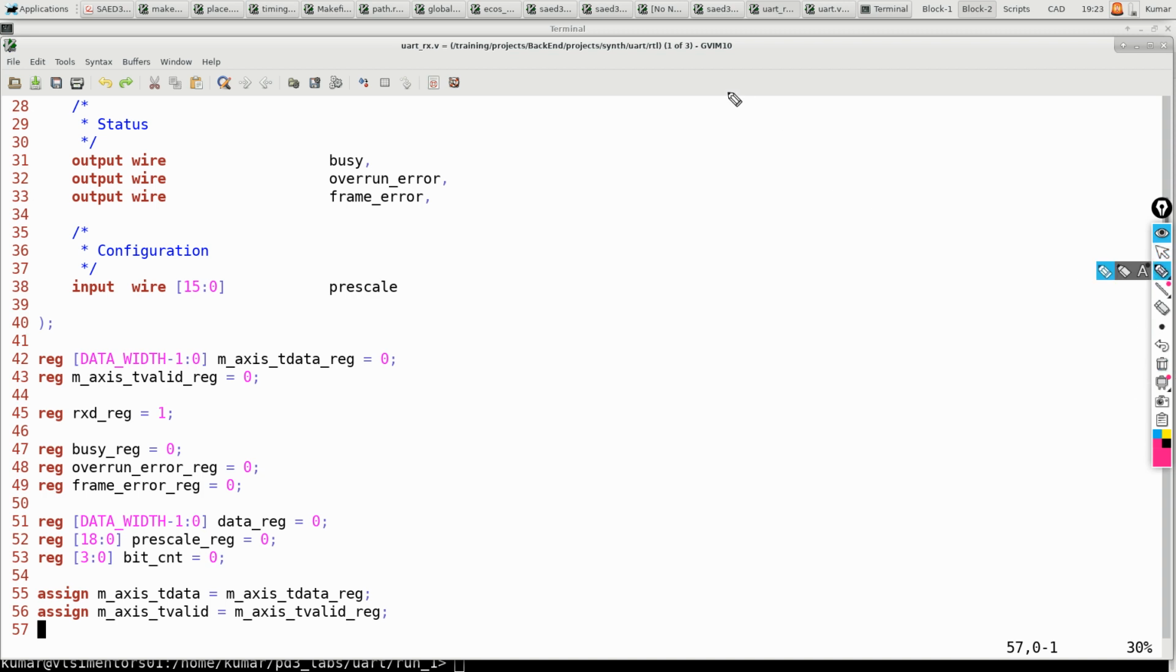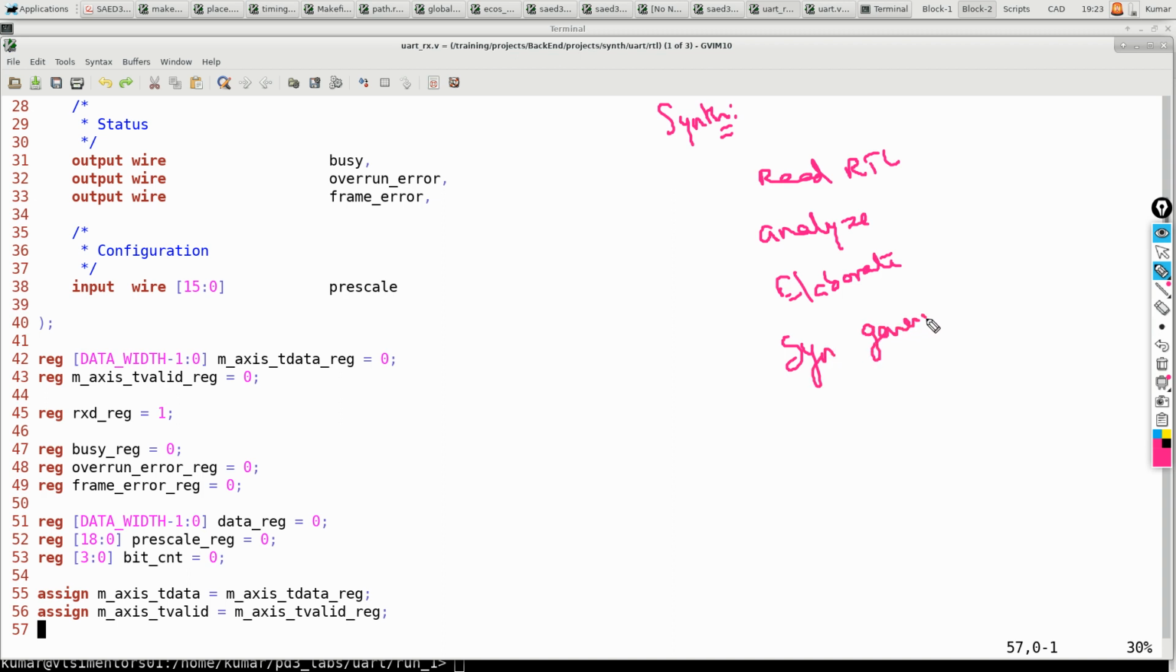So what is synthesis? First is read RTL, then analyze, then elaborate, then generic synthesis, then syn map, and then what we call syn opt. These are all the sub steps that happen during the synthesis part.